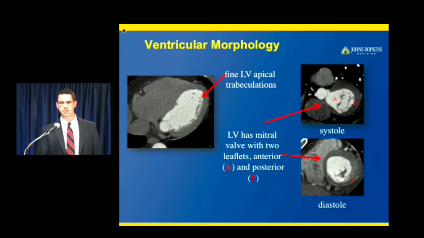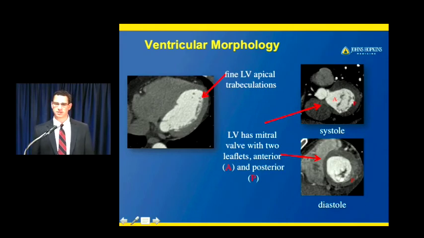Here's another example showing you these fine apical trabeculations. The LV also has a mitral valve with 2 leaflets, an anterior leaflet and a posterior leaflet, whereas the right ventricle has a tricuspid valve with 3 leaflets. On cardiac CT, we can often see the mitral valve leaflets very well, while it's a little bit harder to see the tricuspid leaflets on standard cardiac CTs unless we are specifically looking at the right side.